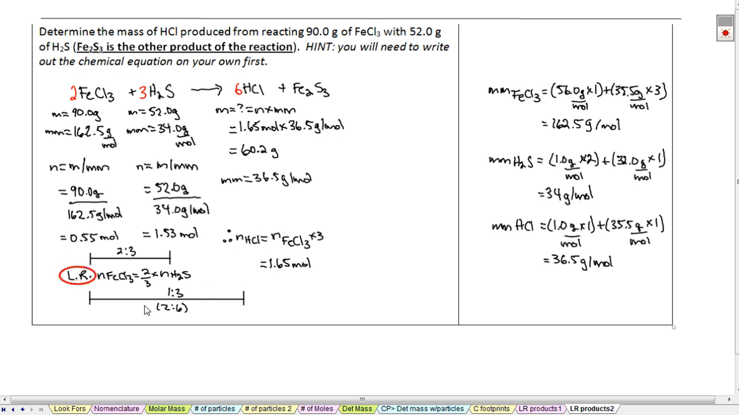So now I know my ratio of my limiting reagent to my product. It's a 1 to 3 ratio. That means for every 1 mole of my limiting reagent, iron 3 chloride, I need to have 3 times that for my hydrochloric acid. So therefore, moles of HCl is equal to moles of iron 3 chloride times 3. I take 0.55, multiply it by 3, and I get 1.65 moles. I now know my number of moles. I've determined my molar mass. I multiply them together, and I determine my mass of HCl.